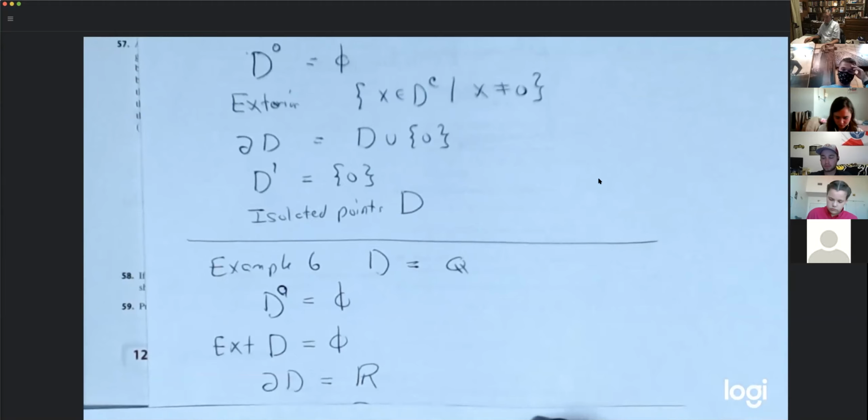The boundary of this set is all real numbers. Every real number is a boundary point of the rational numbers. What does that mean? You take any real number you like, take the square root of 2. Put in any interval you like around it. It will include rational and irrational numbers, and therefore it is a boundary point.